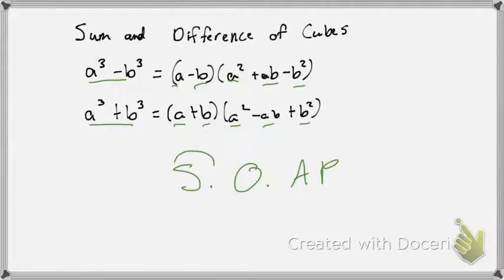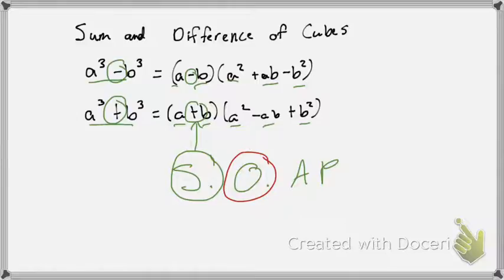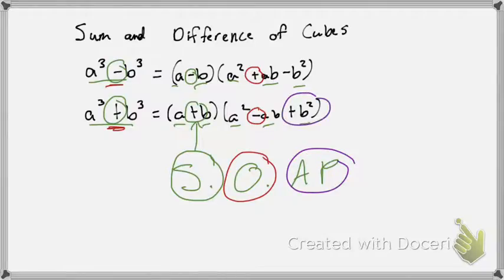So the first sign, the S, stands for same as whatever was in the problem. The second one, the O, stands for opposite. The second sign is the opposite of whatever was originally in the problem. The third one is AP, which stands for always positive, the back term. I don't know why that's not a plus, that should be a plus. So it should be the same, then opposite, and then always positive.